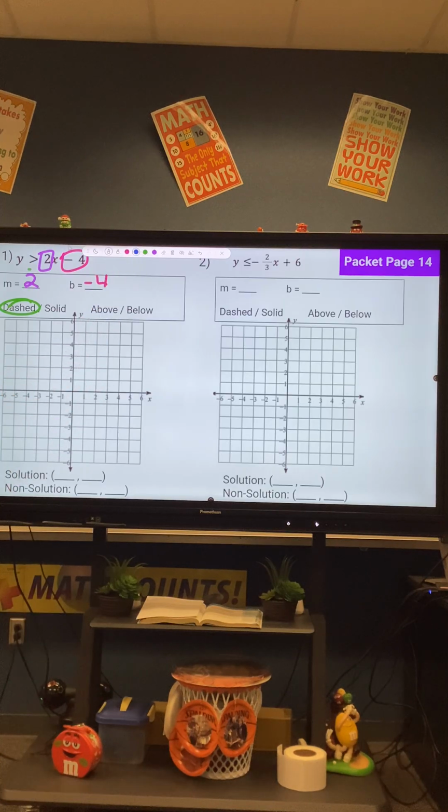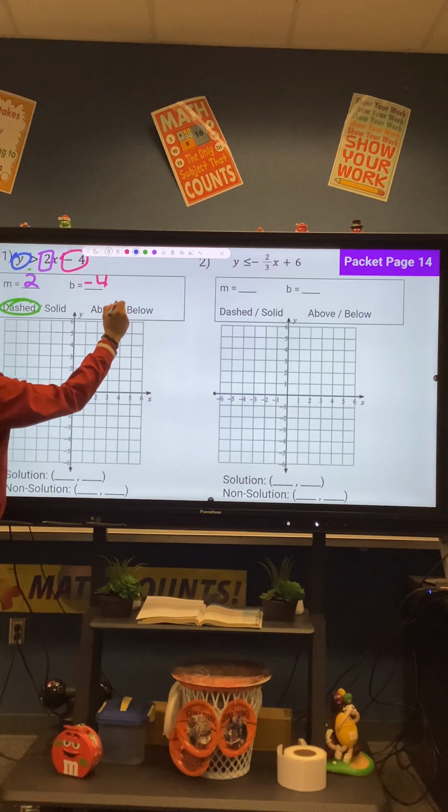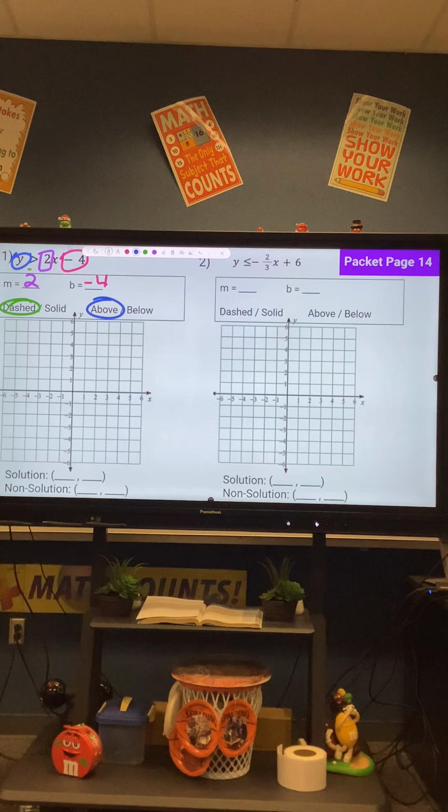So, Mr. Green, shading above or below? Above? You said below? Which way is the mouth facing? So since the mouth is facing the Y, it means Y is greater. We're gonna shade it above. No. That's for my slope.